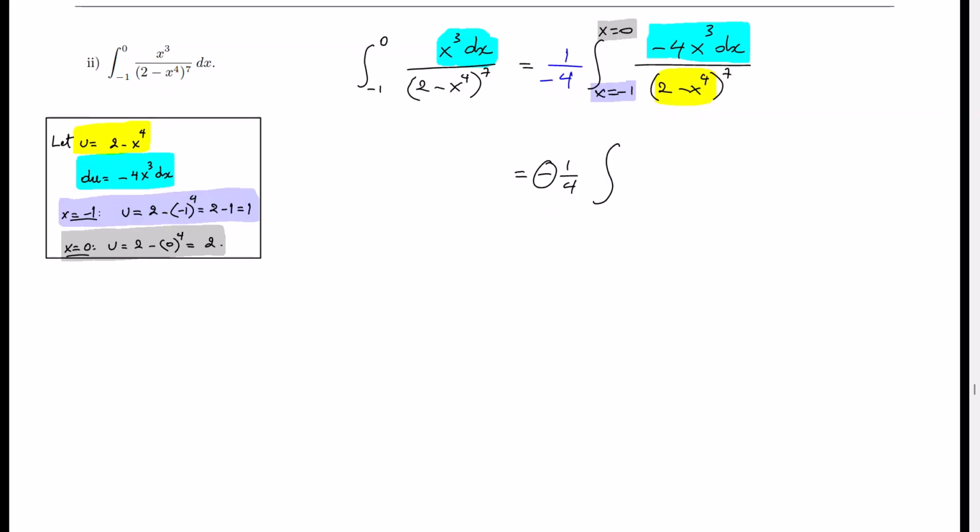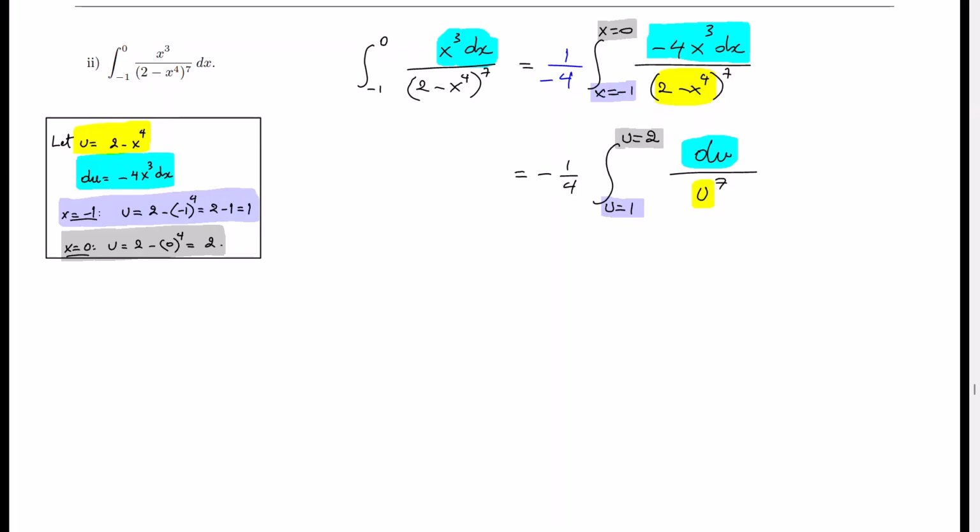Then my lower bound, instead of x equal to negative 1, I'll replace it with u equal to 1. Instead of x equal to 0 for the upper bound, I'll be putting u equals 2. And for the numerator, I'm going to write du. And on the denominator, I'm going to write u to the power of 7. So with this change, my problem no longer has any x's. It's all now in terms of u. Even the bounds are in terms of u.